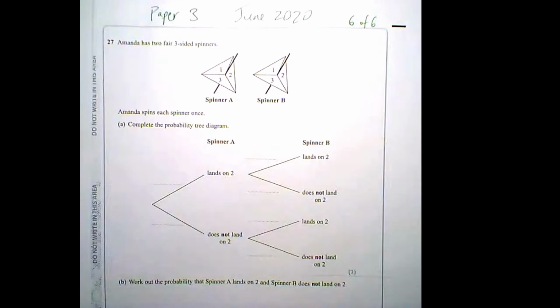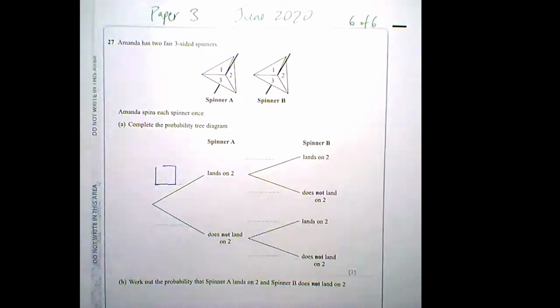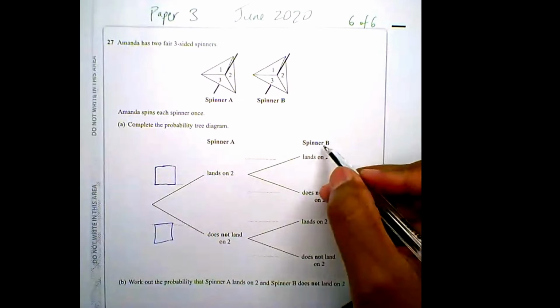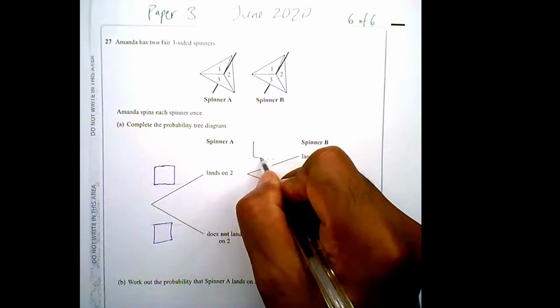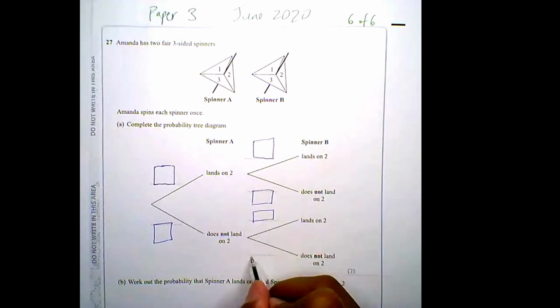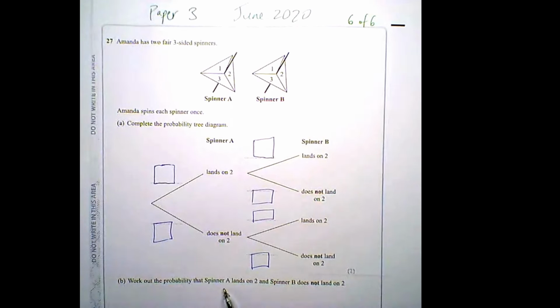So this is harder than before. The previous questions, they gave us some information in terms of some of these were filled in, but on this occasion, this one is not filled in. So this is going to be slightly harder. Similarly for spinner B, lands on 2 is blank and does not land on 2 is blank. So I've got to fill that out. And then part B, work out the probability that spinner A lands on 2 and spinner B does not land on 2. So again, slightly different from the previous questions. Again, worth 2 marks.